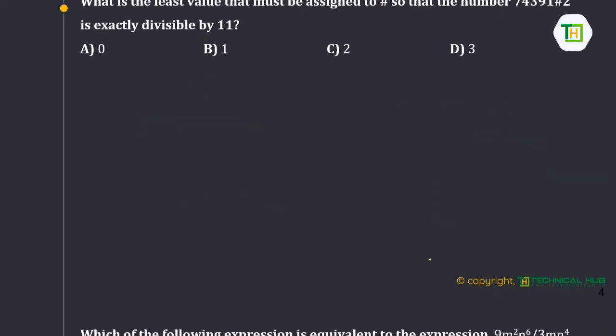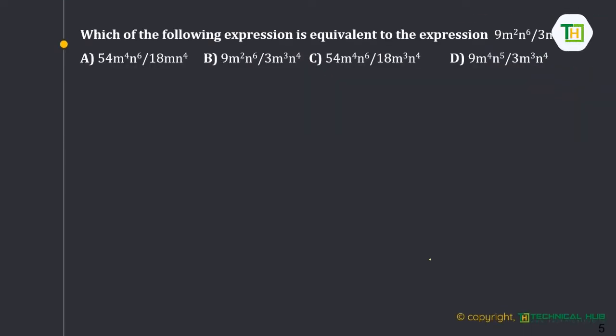Moving to the next question. This is a simplification question. Which of the following expressions is equivalent to the expression 9m square n to the power of 6 by 3mn to the power of 4? Simplify this first. 3 times is possible here. m and m get cancelled, so m is there. Here 4 is there, here 6 is there, so n square will be there. Finally you will get 3mn square. Then go for the first option.